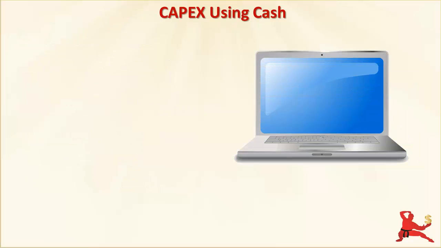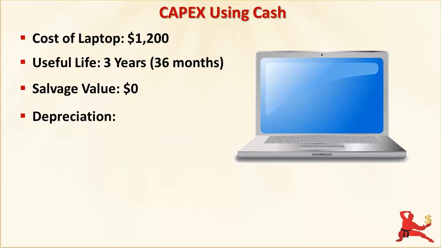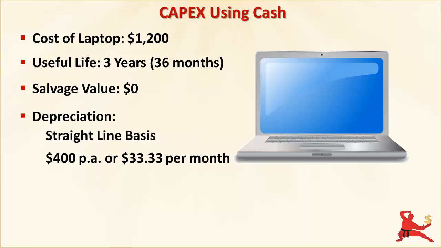Okay, let's start with buying a laptop for use in the business on the first day of month 8. The laptop costs $1,200. I'm going to ignore any consumption taxes like GST, VAT, or sales tax. The laptop has a useful life of 3 years and is expected to be worth nothing at the end of 3 years. We'll assume that it's depreciated on a straight line basis. So that's depreciation expense of $400 a year. That's its cost of $1,200 divided by 3 years.